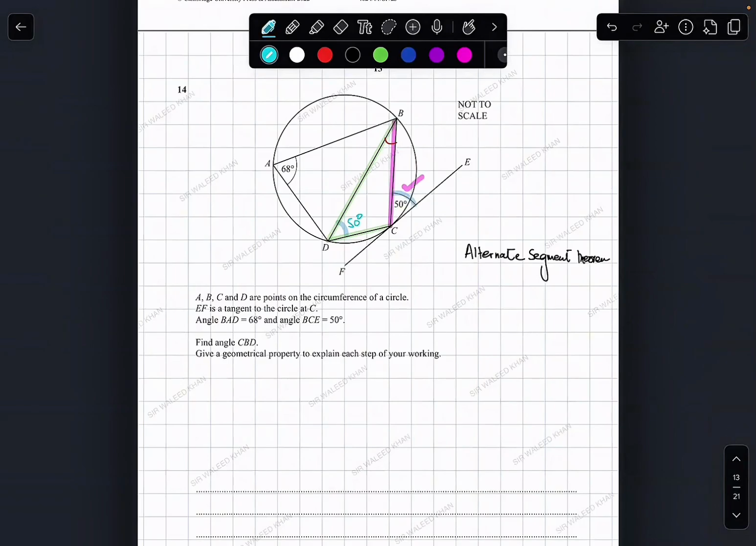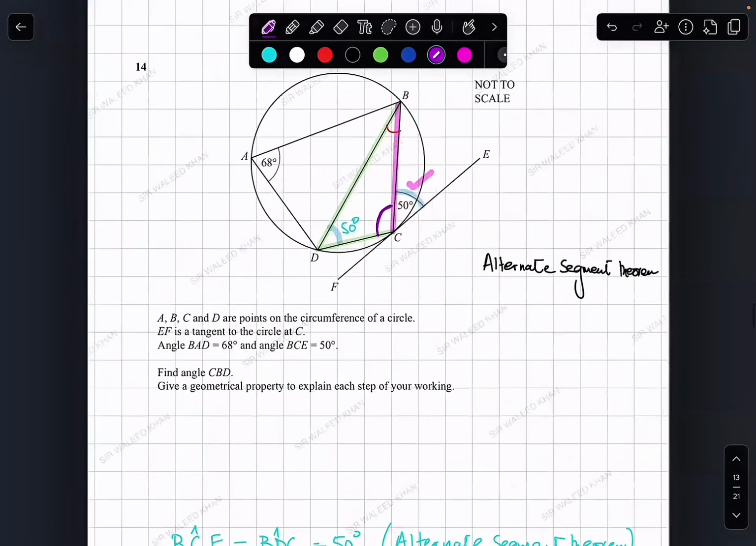So BDC is equal to 50 degrees. Why? Alternate segment. Next, we have to figure out this angle. Let's see. This one over here. How do we figure this angle out?